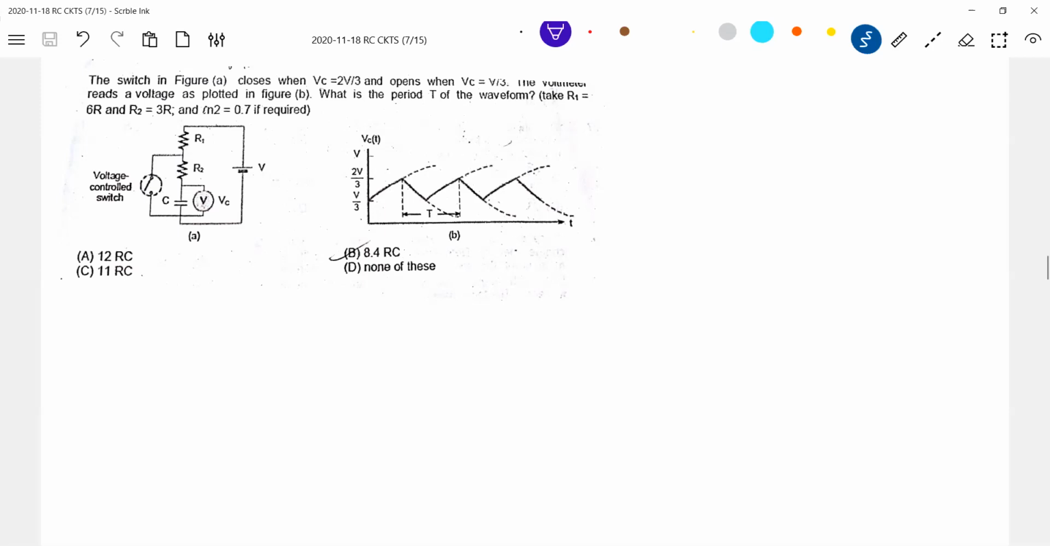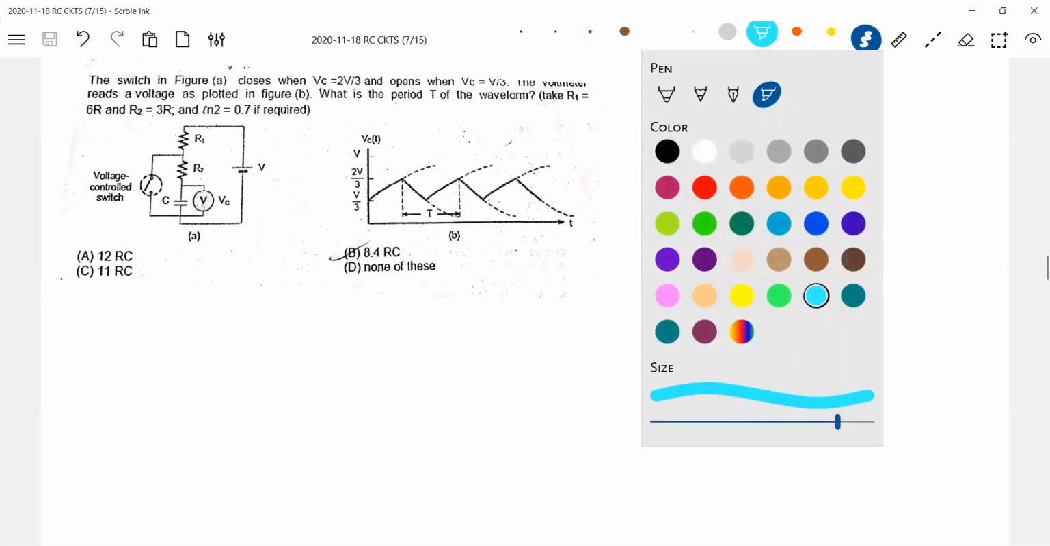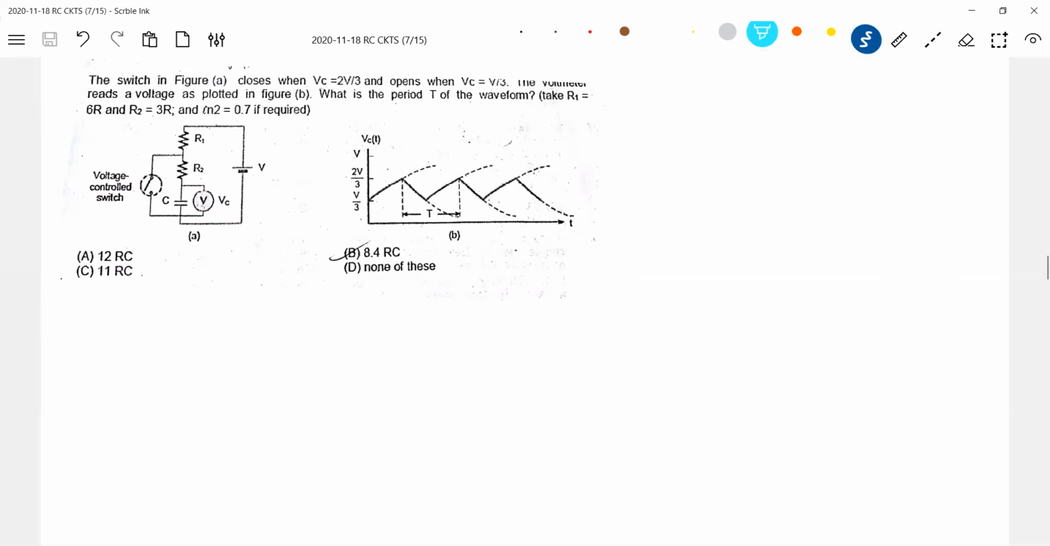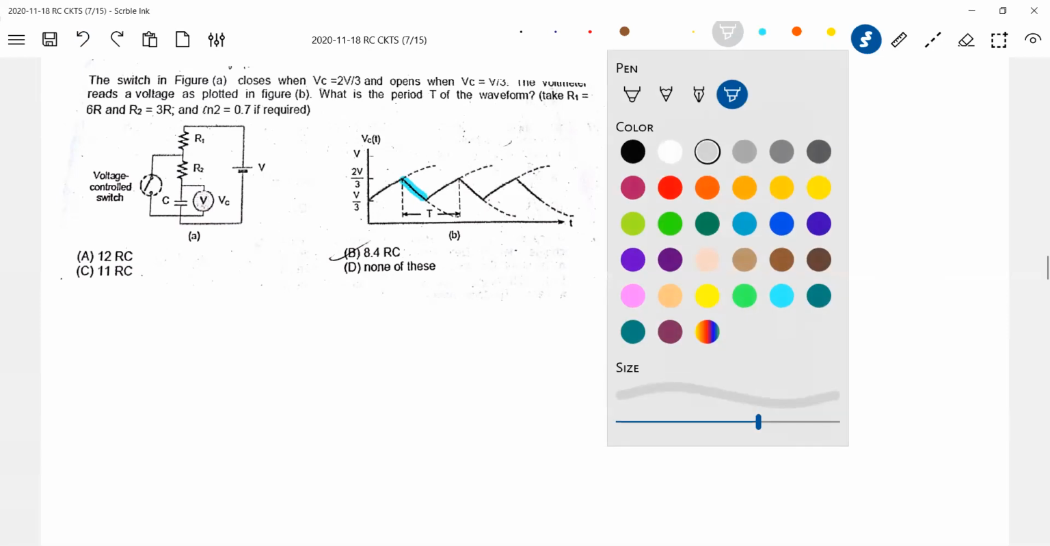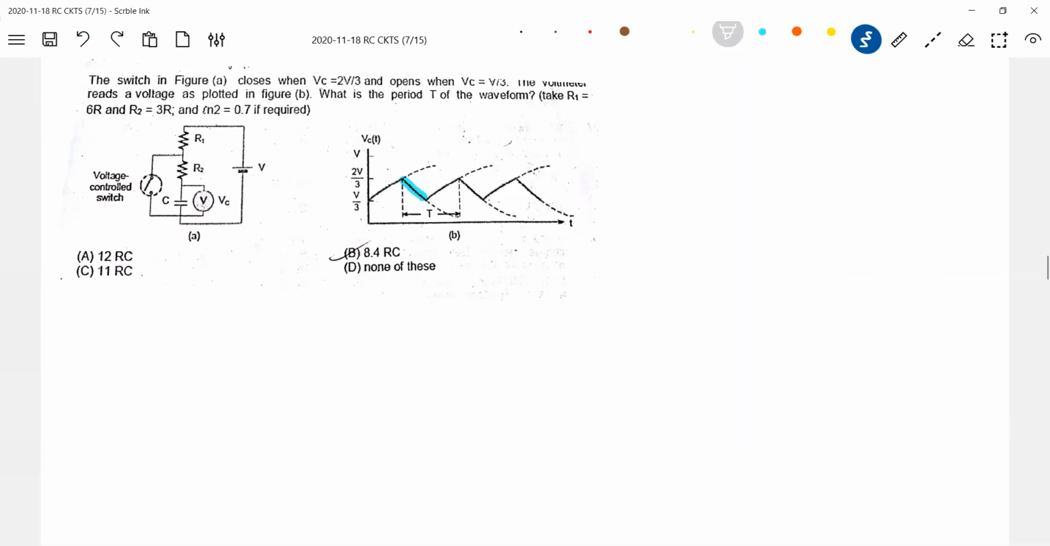Actually, shall we call this a charging phase? There's a discharging phase. There's a discharging, and this particular thing is charging. During charging and discharging, how will the circuit be? And it is asking the time period. So for charging and discharging, we'll write this as T1 and T2 separately.